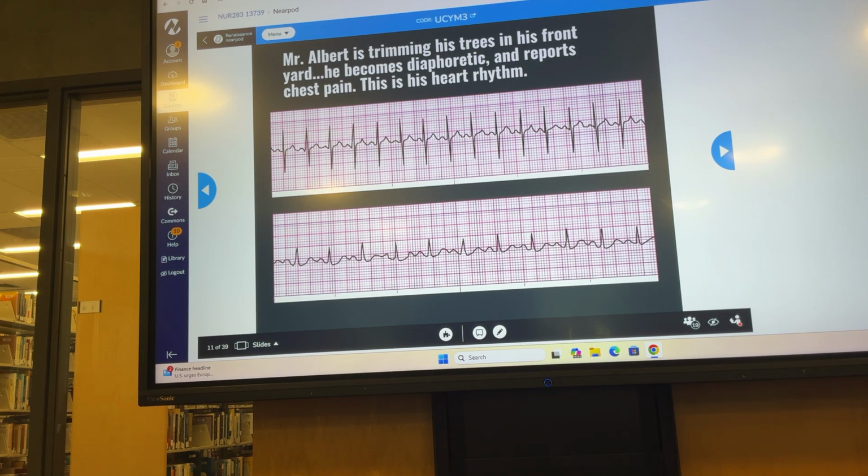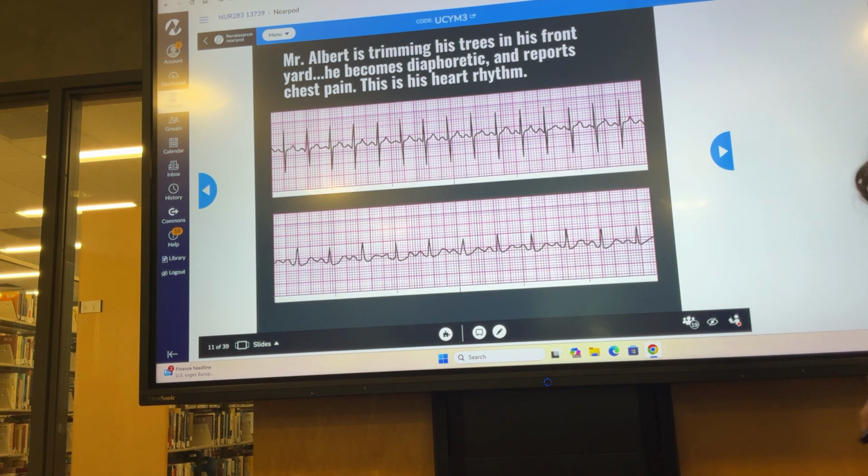Uh-oh. Mr. Albert is trimming his trees in his front yard. He becomes diaphoretic and reports chest pain. Okay, this is his heart rhythm. So again, no trickery here, but I'm doing this to show you how things look a little bit different. So the first heart rhythm that we have, first rhythm strip, what do we have?